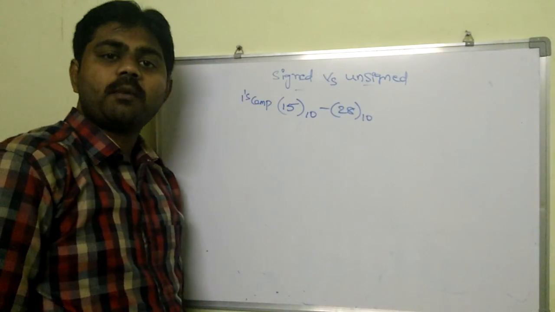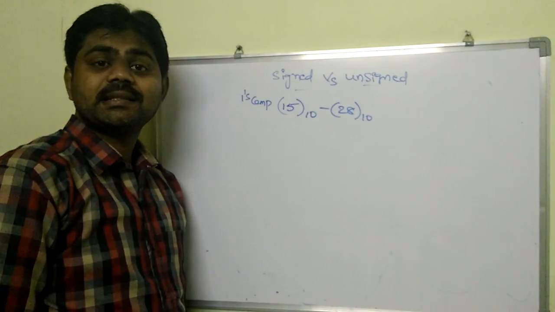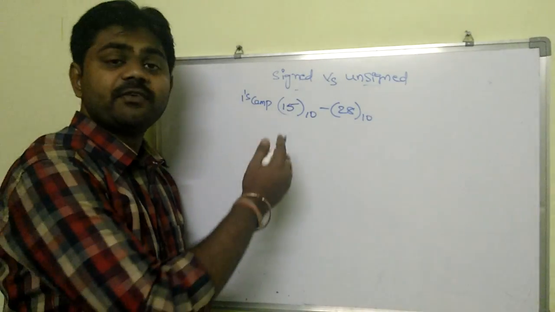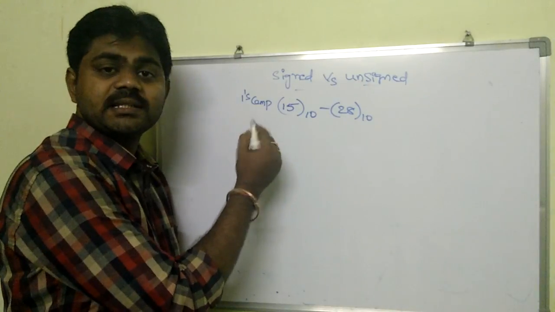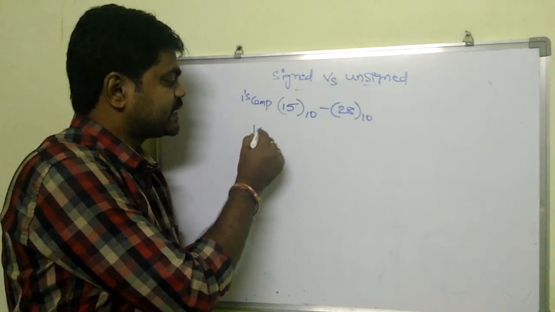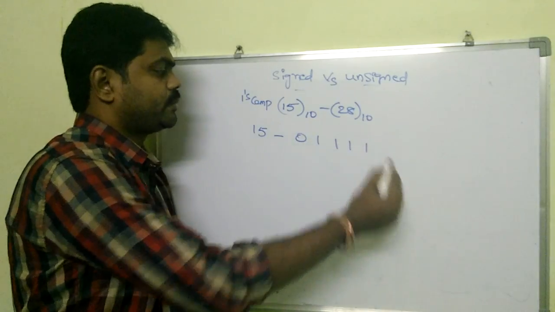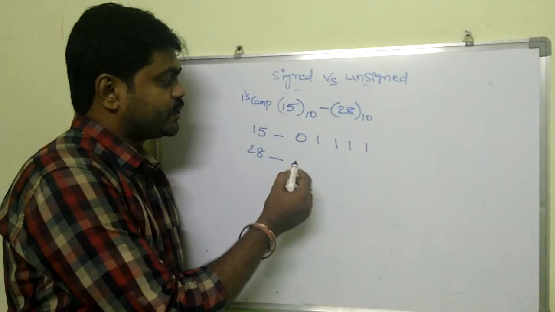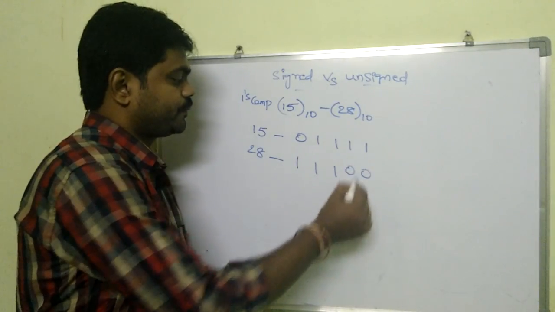So perform 1's complement for 15 in base 10 minus 28 in base 10. So this is your second case, that is a less than b, right? Here 15 is my positive number and 28 is my negative number. So first write for 15. What is 15 here? 0, 1, 1, 1, 1. So write for 28 here. So 28 is 1, 1, 1, 0, 0.